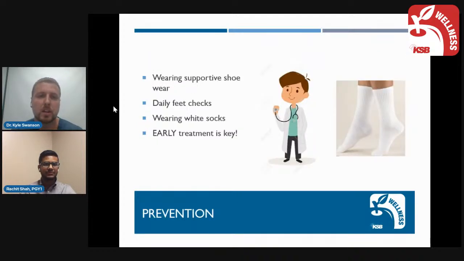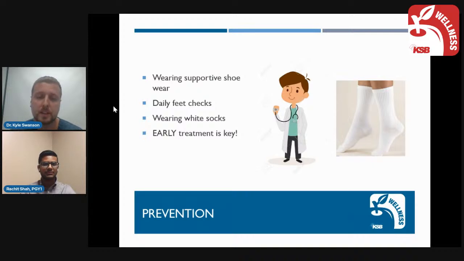Some prevention that we can do is wearing supportive shoe wear. I know it seems kind of simple, and right now being summertime, it's common to wear sandals or go barefoot, but anytime that we can have protection for our feet, that can help avoid any type of puncture wound. Checking our feet daily, if we start to notice any pain or certain areas, daily foot checks are very helpful. Wearing white socks can be helpful as well. If we have a puncture wound and we see a little red on the sock, that can be an indicator that we may have sustained an injury.